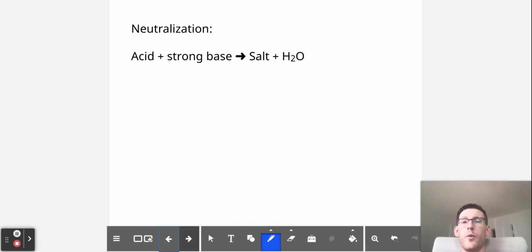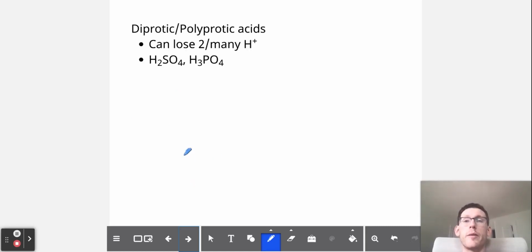First, neutralization. When an acid and a strong base react, the products will always be some type of salt and water. Classic example being hydrochloric acid plus sodium hydroxide gives you water and table salt. Diprotic or polyprotic acids can lose 2 or poly meaning many H+. Examples include H2SO4 or H3PO4, sulfuric or phosphoric acids.